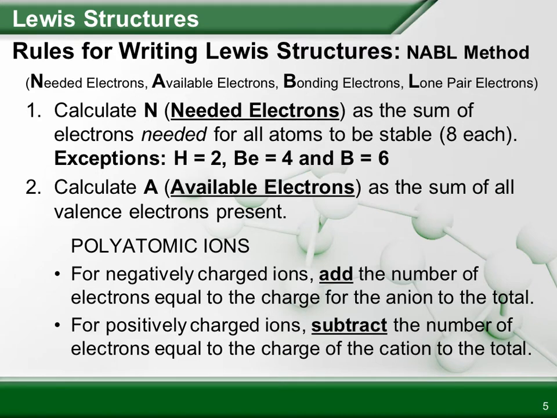Polyatomics have a special step because remember, with a polyatomic ion, we are changing the number of electrons. And so if we have a negatively charged ion, an anion, we have to remember that we gained electrons. So we're going to add the number of electrons gained into our total for A. The opposite is true for cations, the positively charged ions. Remember, we lost electrons in a cation, so we need to subtract the number of electrons from the total in A.